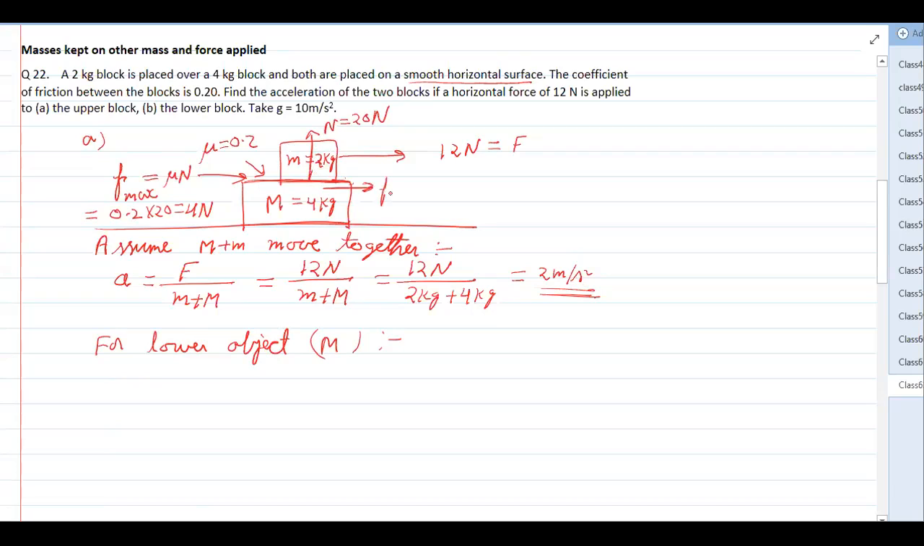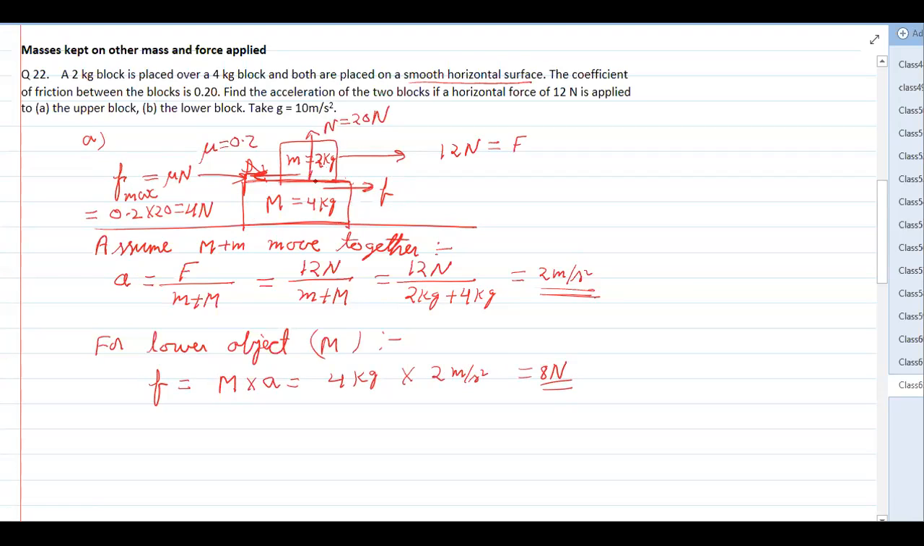The friction in the forward direction, and here the friction will be in the backward direction. Friction in the backward direction on the upper object and friction in the forward direction on the lower object. So this friction in the forward direction is the only horizontal force on the capital M mass. This is the only force trying to move the capital M mass in the horizontal direction. So how much is the friction? Mass M, only one force along horizontal, so only friction, equals mass M into acceleration. Mass M is 4 kg and acceleration is 2 meter per second square. So we are getting 8 Newton. So friction is 8 Newton.